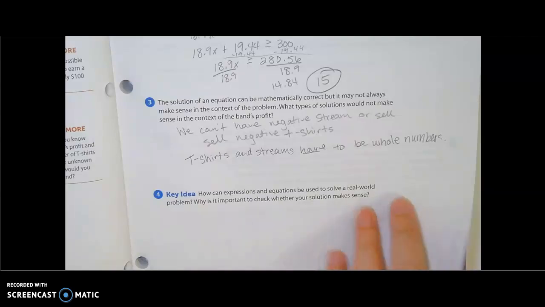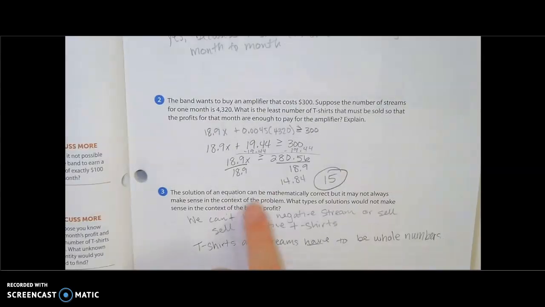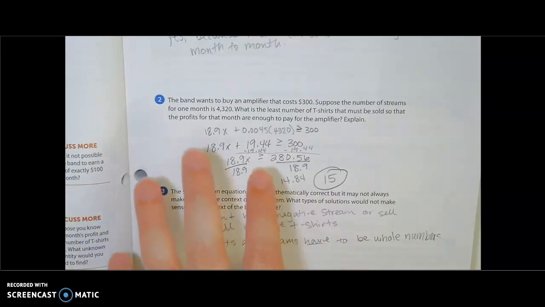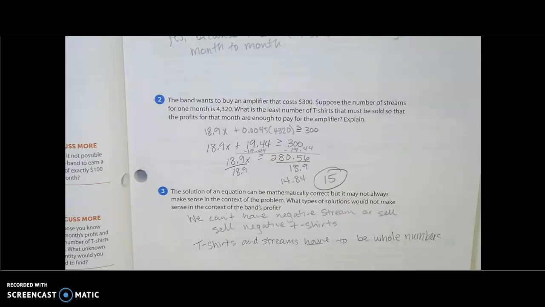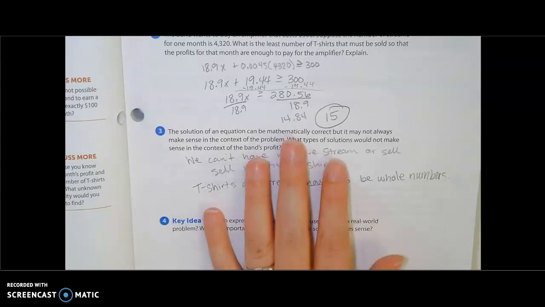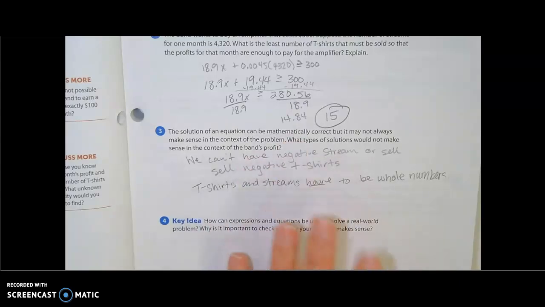So kind of like when we were talking in number 2. Mathematically, 14.84 is a correct answer. But it doesn't make sense for our situation because we can't sell 0.84 of a t-shirt. So we have to round it up to 15. So that's what it means when we're talking about why it is important to check your solution makes sense. Because there are times, like, I can't sell you half a goldfish. I'm going to sell you a whole goldfish, right? So just thinking of those pieces of information.